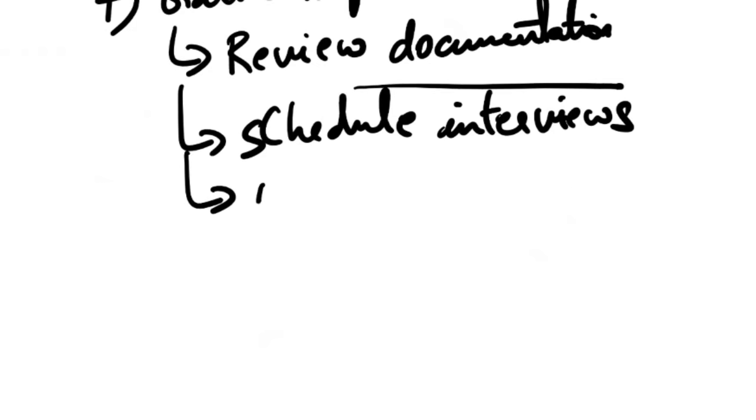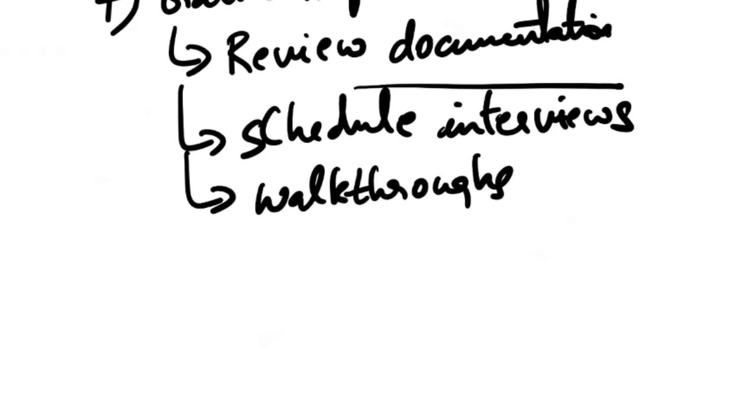Next is to conduct walkthroughs of critical IT processes, systems, and controls to gain a first hand understanding of how they operate. Observe workflows, data flows, and system interactions to identify potential weaknesses, bottlenecks, or inefficiencies. Document your observations and note any deviations from established policies or procedures.